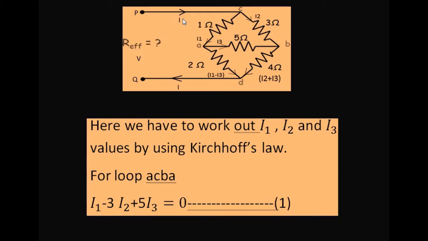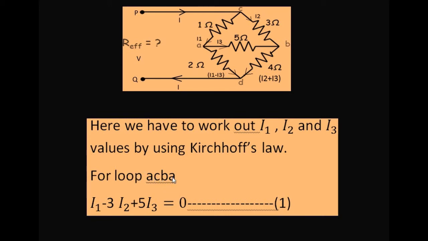So I hope you understand this. We need to calculate I1 and I2 in terms of I3. We need to calculate I in terms of I3. We need to calculate V in terms of I3. Then divide V by I, and you will get the effective resistance of the combination. This is the idea. Now let us look at this loop.